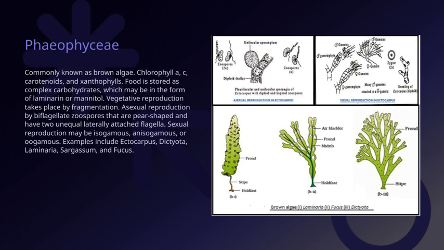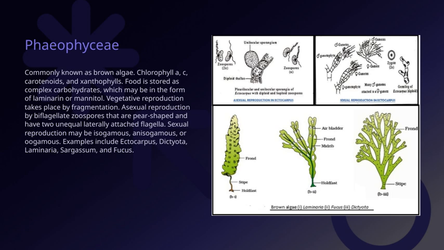In terms of reproduction, vegetative reproduction happens through fragmentation, meaning parts of the algae break off and grow into new individuals. They also reproduce asexually using biflagellate zoospores. These are pear-shaped, with two flagella that are unequal and attached laterally. Sexual reproduction in brown algae can be quite diverse.